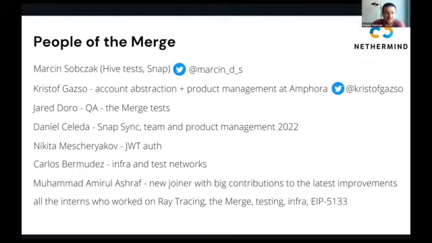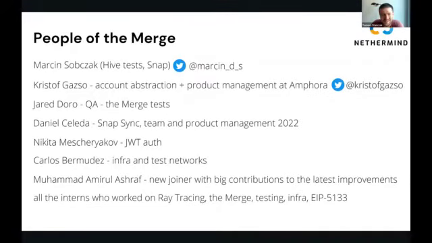And last, we see lots of people on the internship that I already mentioned that worked on ray tracing, on the hackathons, the merge testing, infra, EIP 5133. Thanks for listening to that list, because those people really deserve that. They were pushing really long hours to get that on time, and they keep doing that with this September calendar date looming over.